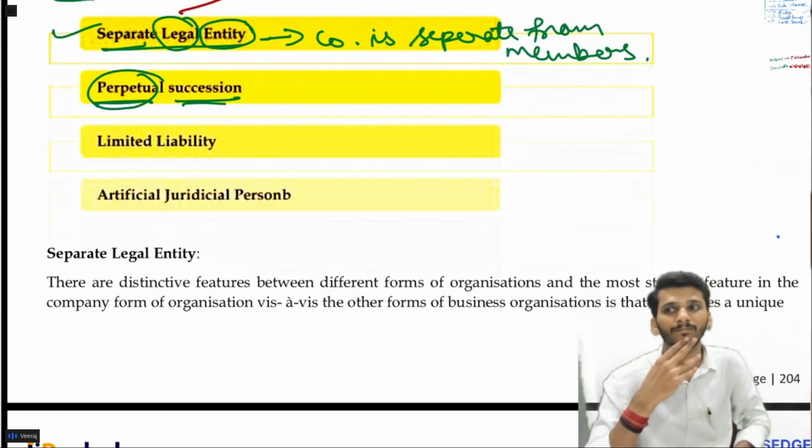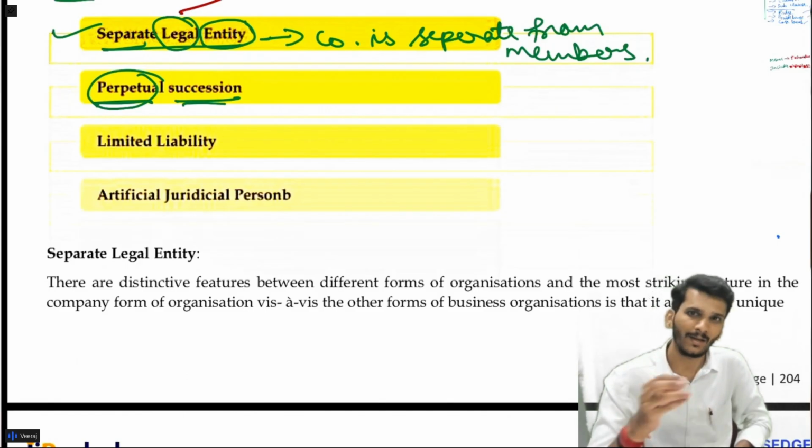No, it is company, not partnership. Partner does not come here, member comes. For partnership there are partners. For company it is members. If 2 members died, that does not mean the company also died.